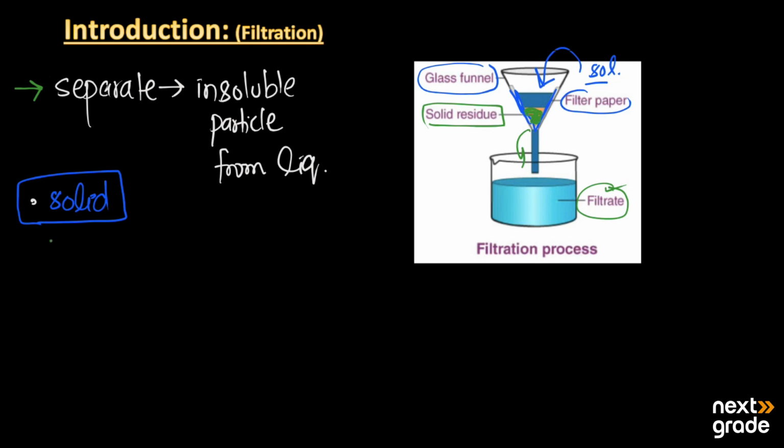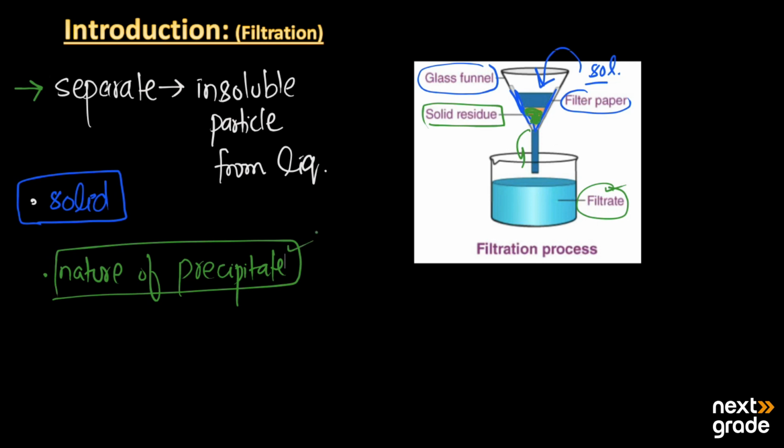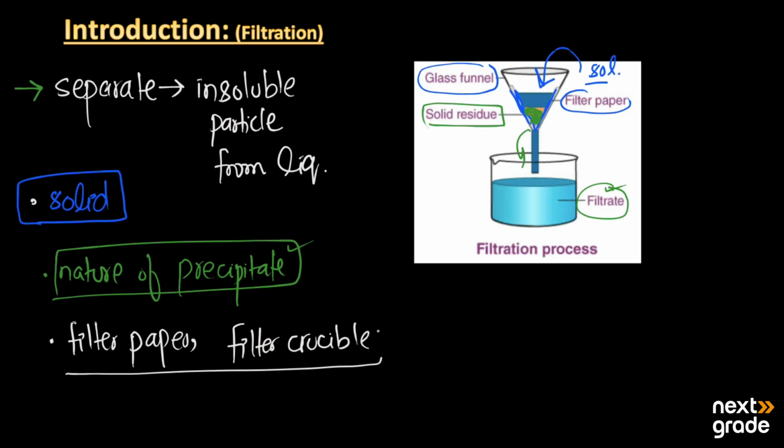In filtration, we use different types of filter papers or different mediums. It depends upon the nature of the precipitates, what type of filter paper we will use for the process of filtration. Mainly we do the filtration with filter paper, or we use filter crucibles. So these are the two mediums for the filtration process.